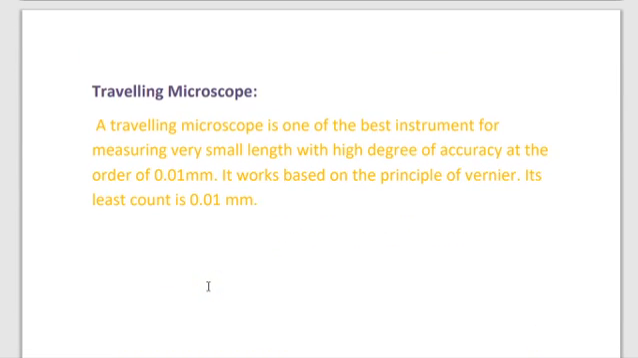The next one, the traveling microscope. A traveling microscope is one of the best instruments for measuring very small lengths with a high degree of accuracy, of the order of 0.01 millimeter. A traveling microscope works on the principle of the vernier. We already know about the vernier. Its least count is 0.01 millimeter.